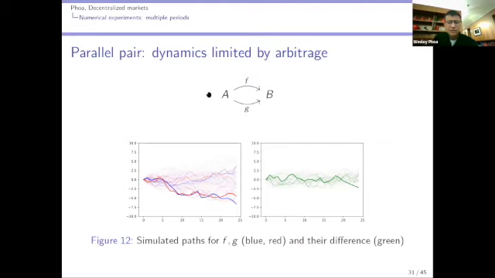You can see they can move around a lot, but the most likely paths are where they kind of track each other. And the difference between F and G moves around on a much narrower range. That's the thing that's controlled by this penalty on arbitrage. So this is nice because we can already start to see a problem on the left-hand side, because really just a few paths have disproportionately high weight.